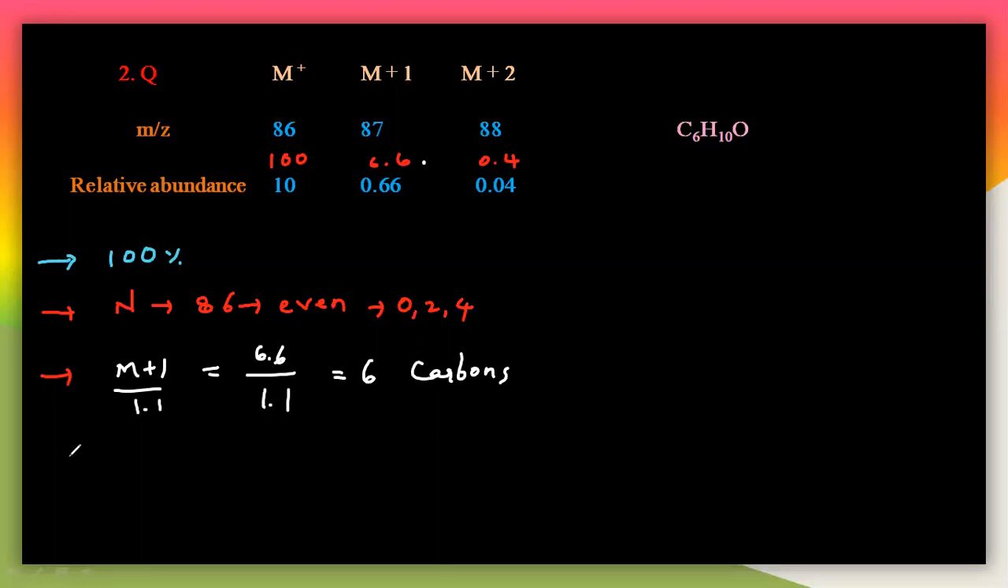Then the fourth step, M+2. M+2 will give the number of chlorines here. But the M+2 value is 0.4, which is very small. So there is no chlorine and no bromine here. So till now we have got this.